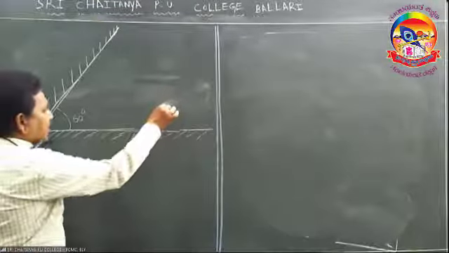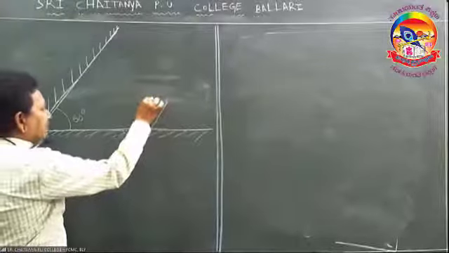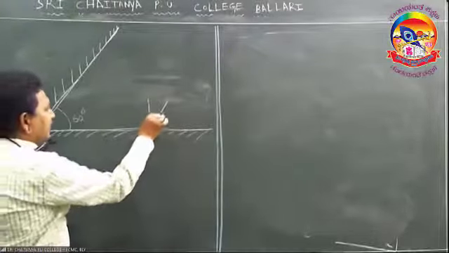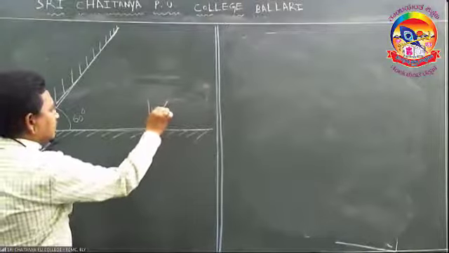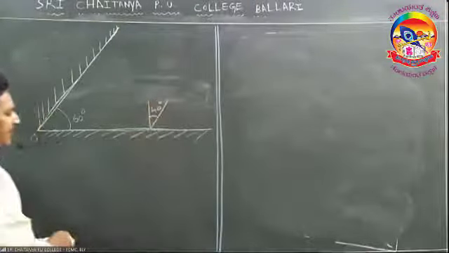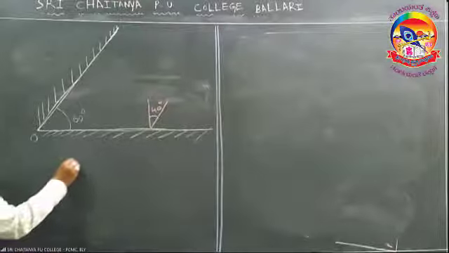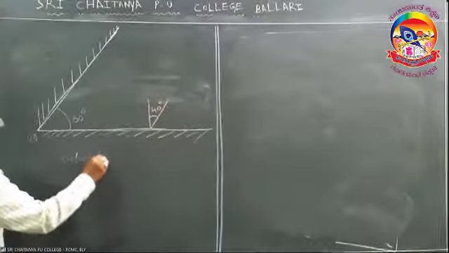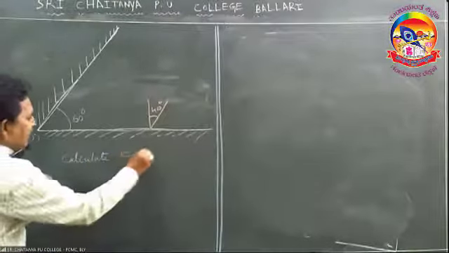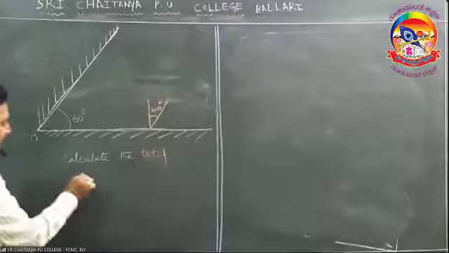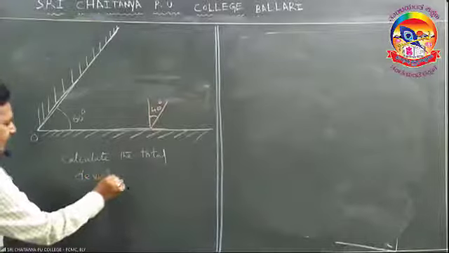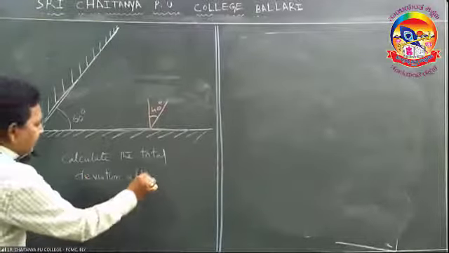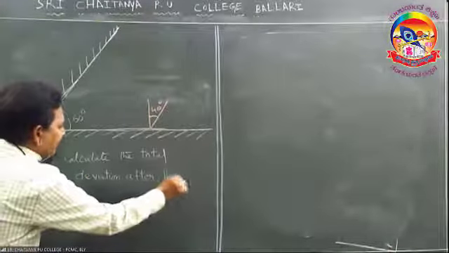Angle of incidence on the first mirror is 40 degrees. Calculate the total deviation after three reflections.